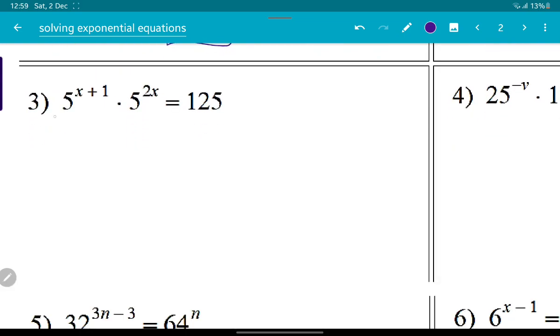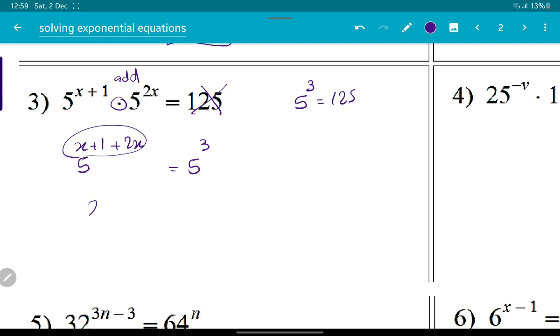In this example, you can see that we need 5 to be the base. So this is 5 power 3. We can replace this. Now we can add: 5 power x plus 1 plus 2x, because when we multiply we add the powers, and the right side will be 5 power 3.